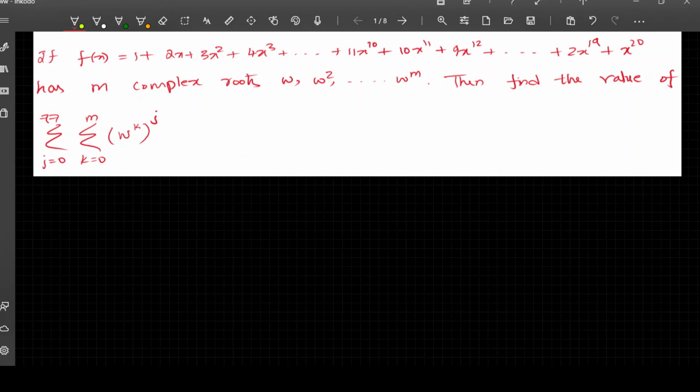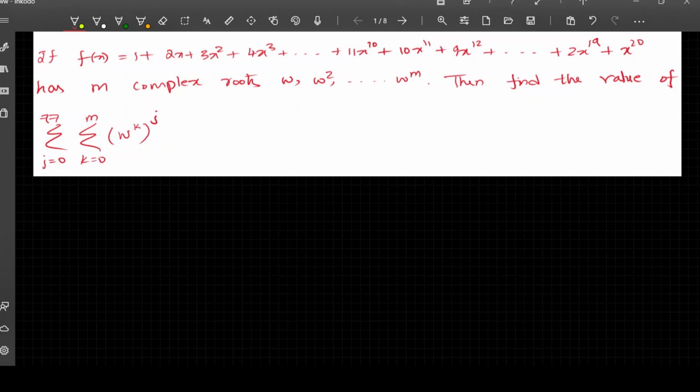So in the question we can see that f of x is a giant equation. It is an equation of degree 20, and it has been told to us that it has m complex roots, omega, omega square and so on till omega power m. Then we need to find the value of a double sigma expression. Like this question, a double sigma can also be approached in a very delightful manner, so I shall explain that also.